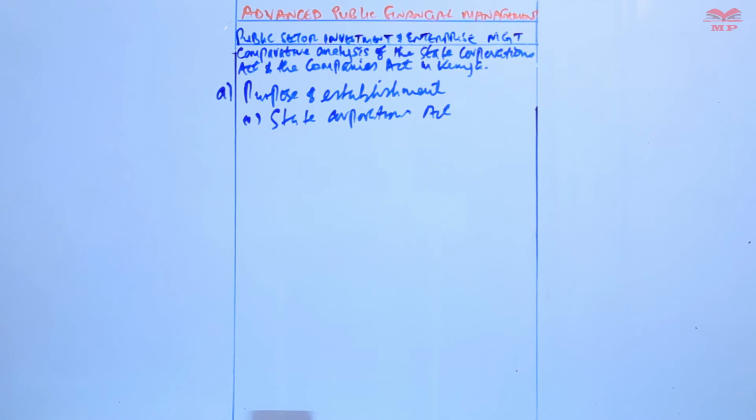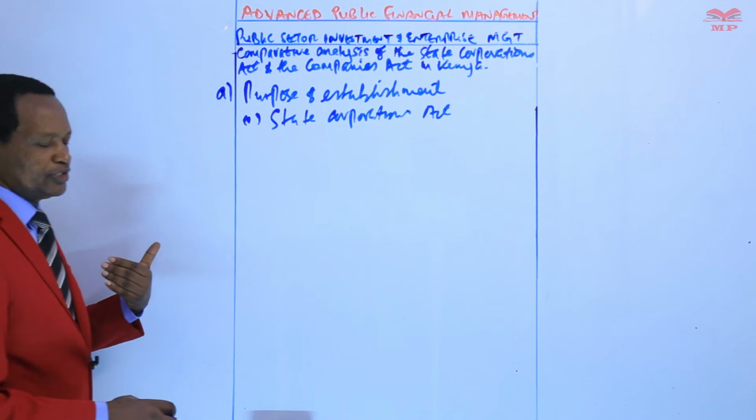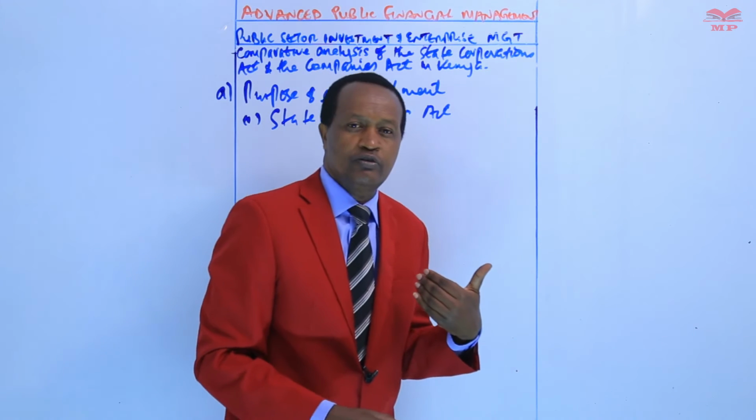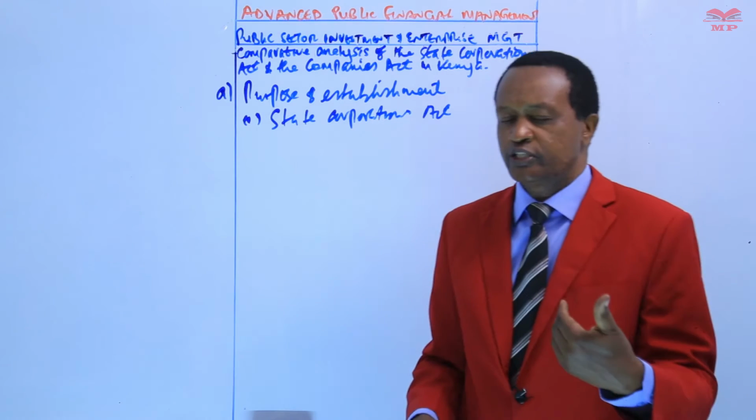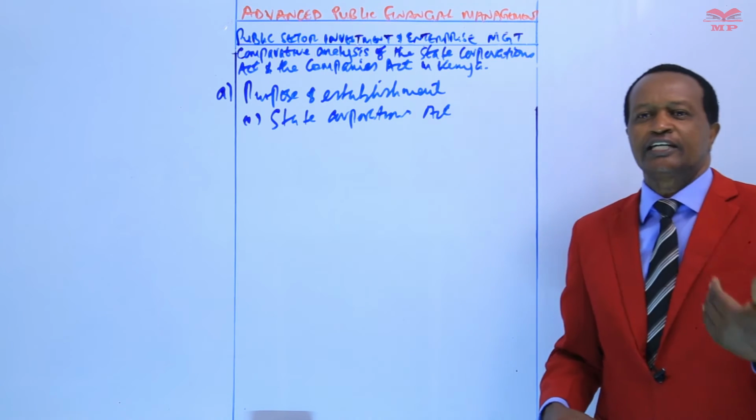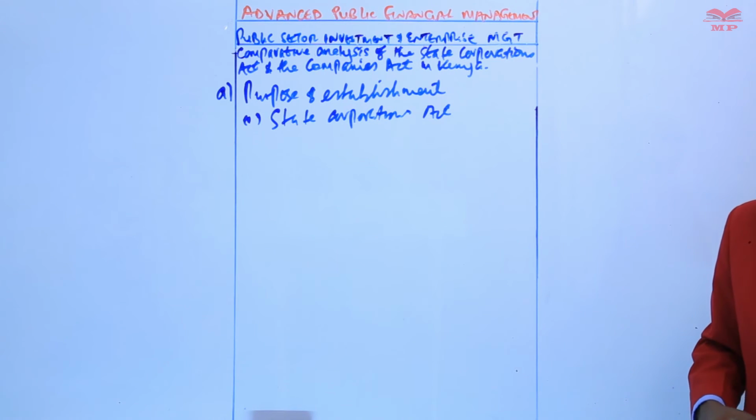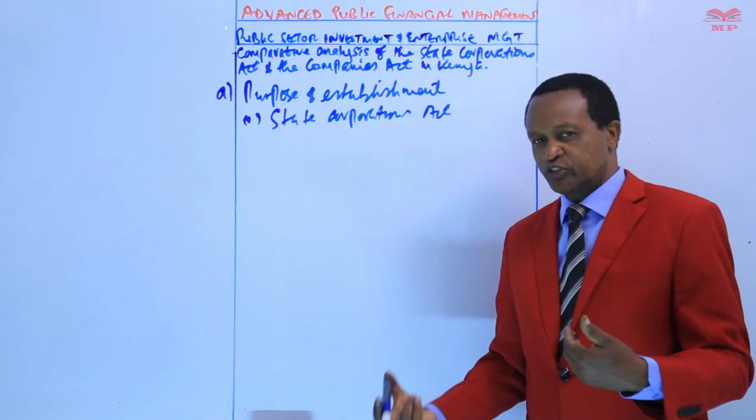So state corporations can be established by a presidential order, can be established by a specific act of parliament, or just by being registered under the Companies Act with the government holding controlling interest.